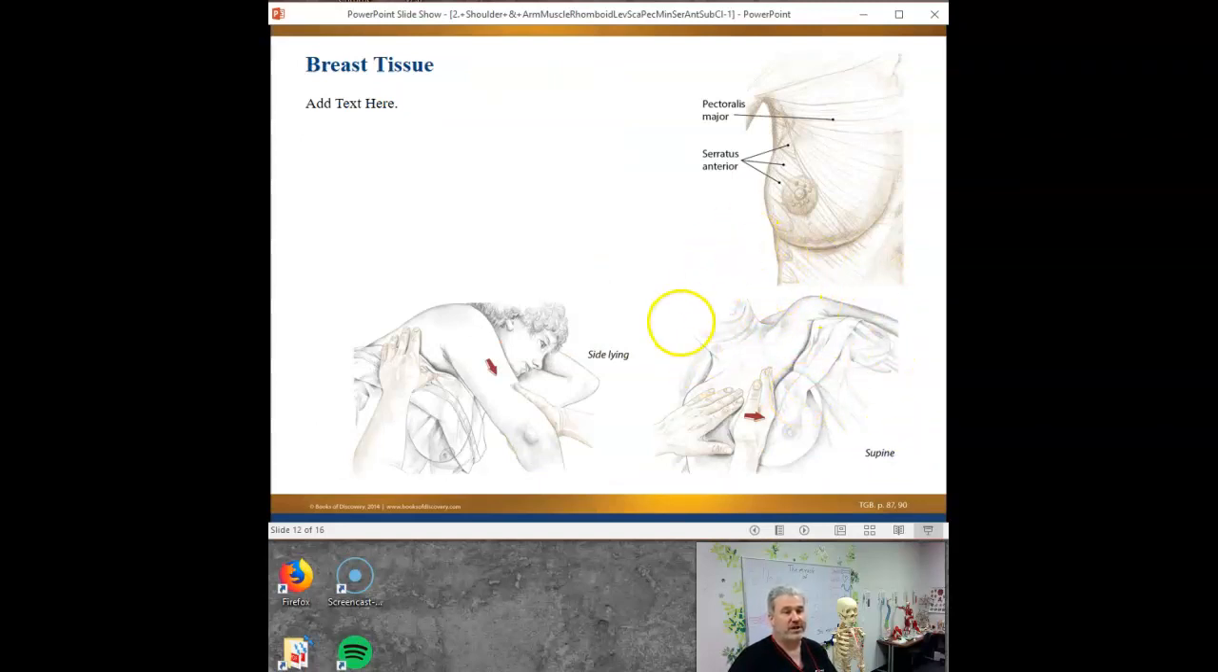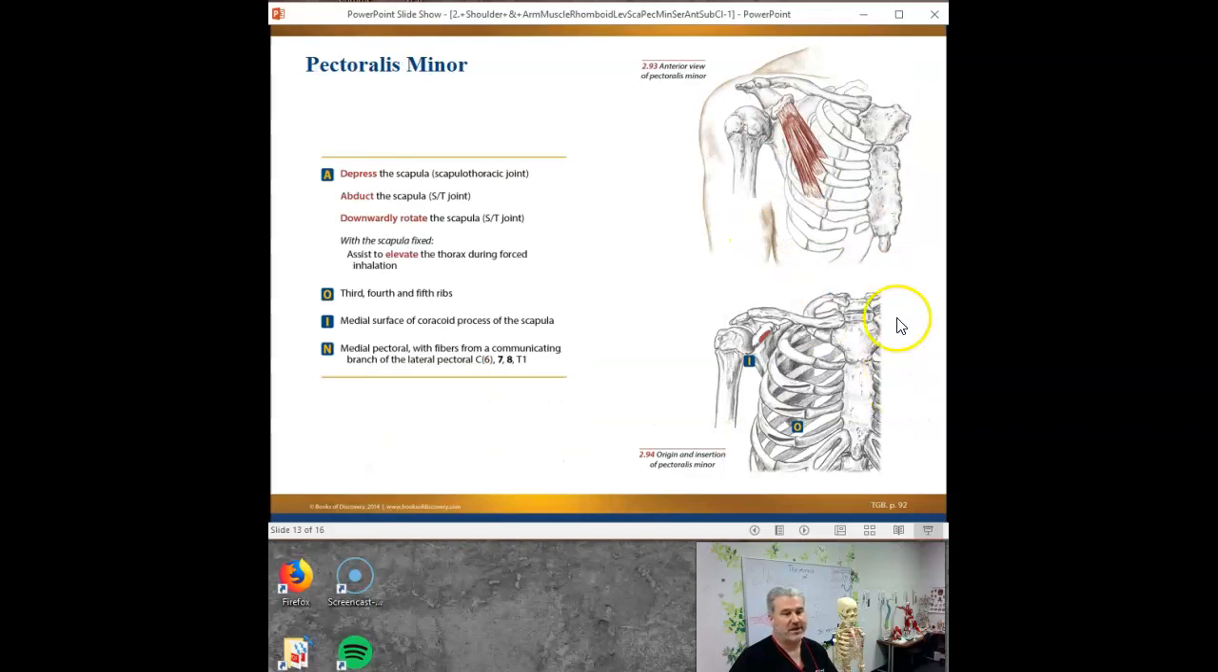This is kind of for you, Ms. Giannis. You were talking about where serratus anterior is in breast tissue. But I argue that it's not underneath the breast tissue, and this picture kind of shows that it is. And it's not.